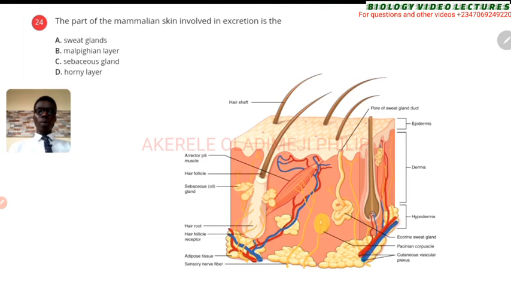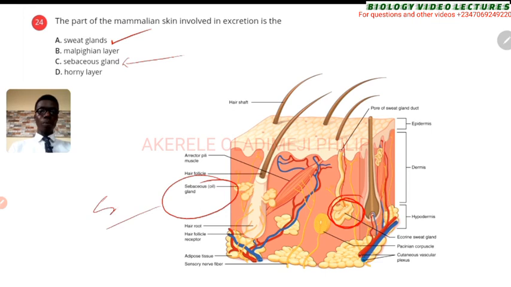The part of the mammalian skin involved in excretion is, well, excretion means the removal of waste products such as sweat, and the sweat gland is what I just circled. That's the sweat gland. The sebaceous gland secretes an oily substance called sebum, sorry, not melanin, that's a mistake. That's not a waste product. It keeps our skin moist and all of that. So the answer is the sweat gland, because sweat is a waste product.